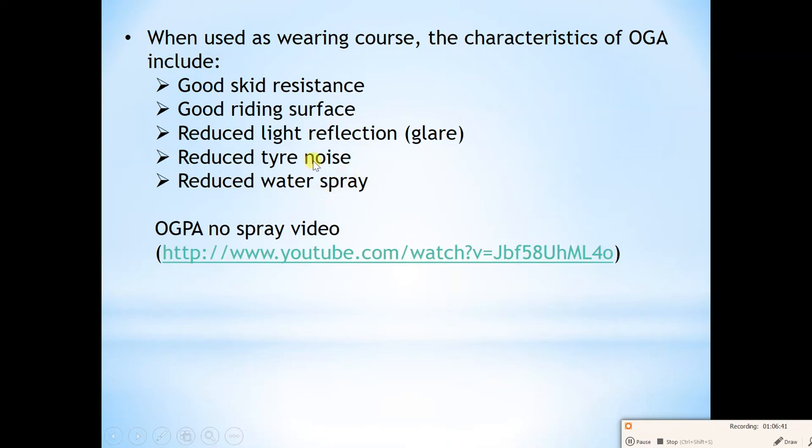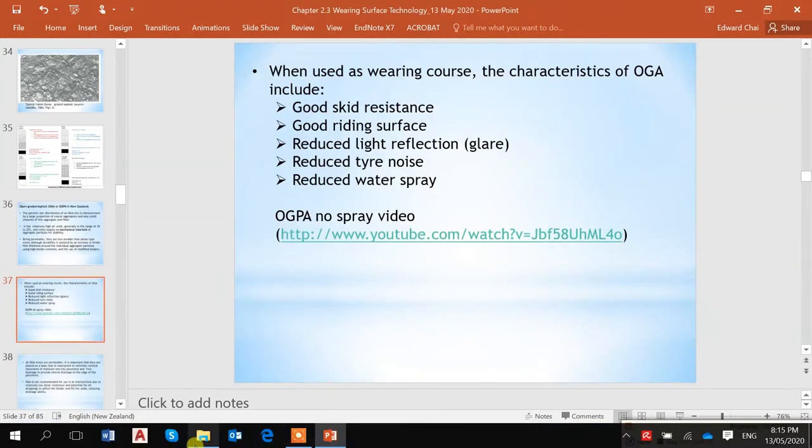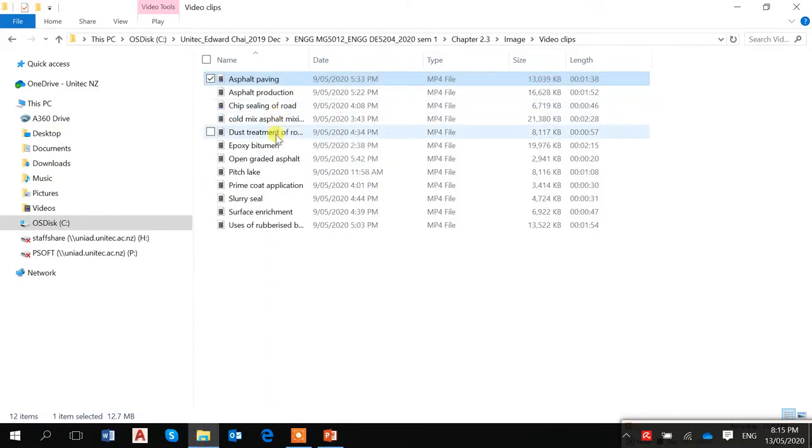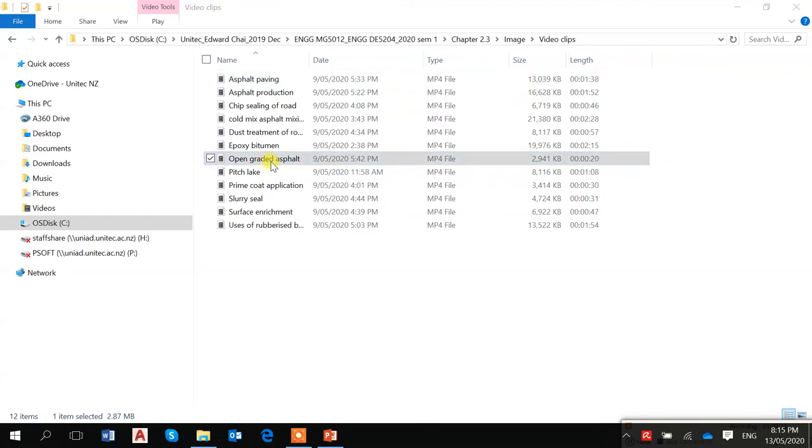Okay, so it has all the good characteristics. Okay, let's have a look at this water spray video. I will go to the video clips instead of the YouTube to see how the OGA performs on a wet day as compared to the other type of mix. Okay, so I go to the open graded asphalt.